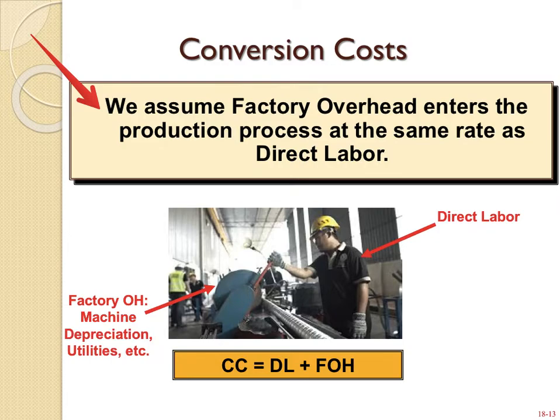And to kind of give you an idea of what that means, we're going to say, look, here's this guy operating the machine. He's our direct labor. Well, as he's operating the machine, also there's going to be the machine depreciation and the utilities, the electricity on the machine. So you kind of see there's a correlation. It may not be completely 100% accurate correlation, but there is a correlation there that as the guy is operating the machine, also we're incurring overhead costs related to the use of the machine. So we just assume that they go in at the same rate. So conversion costs is direct labor and factory overhead together. Okay.